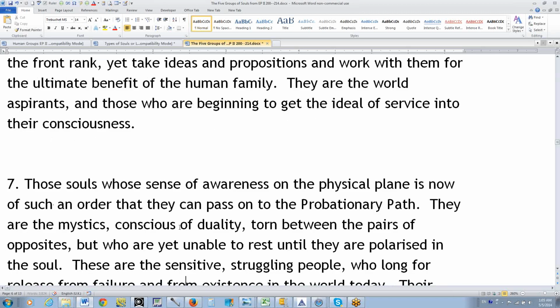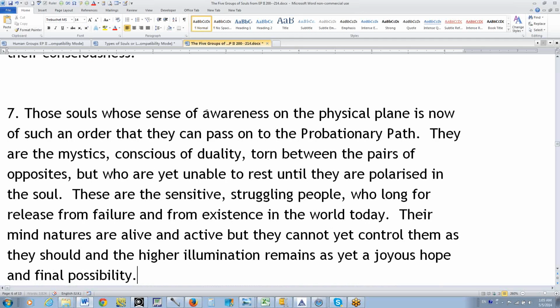Number seven, those, let's see where we are in terms of time here. Well, pretty good. Those souls whose sense of awareness on the physical plane is now of such an order that they can pass on to the probationary path. He seems to be discriminating the path of aspiration here, the aspirant from the probationer. It is a fine distinction. They are the mystics, conscious of duality, torn between the pairs of opposites, but who are yet unable to rest until they are polarized in the soul. These are the sensitive, struggling people who long for release from failure and from existence in the world today.